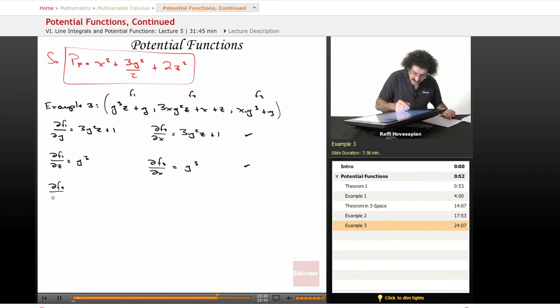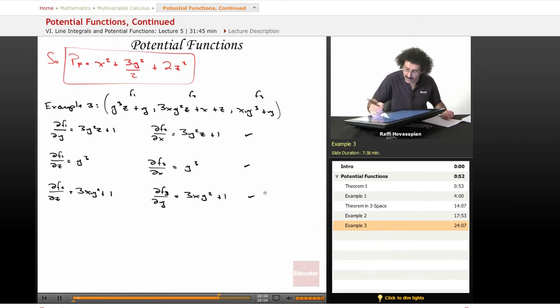If I take df2 with respect to z, I end up with 3xy squared plus 1. And if I take df3 with respect to y, I get the same thing, 3xy squared plus 1. I hope that you are confirming this for me, and I hope that I've done it right. Okay, so the first thing I'm going to do is integrate this first function with respect to the first variable, x.